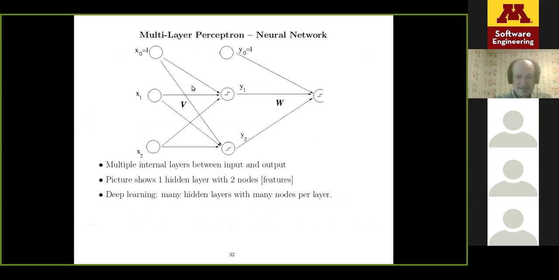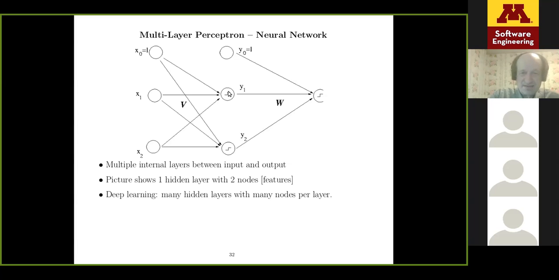This picture shows it as a step function, but actually, when you go to multiple layers, you replace the step function with a very smooth sigmoid function. You turn this square wave into a very smooth function so that you can actually take a derivative.